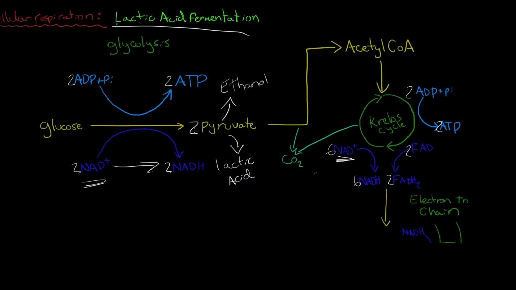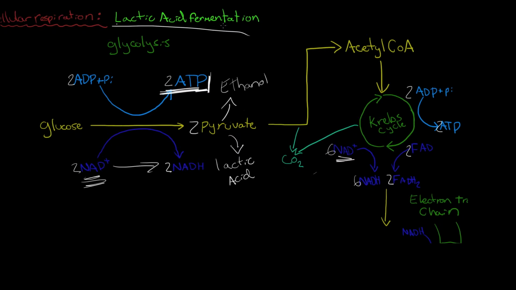So when we convert our 2 pyruvate here into lactic acid, what we're really doing is just using an alternate method to produce NAD+, so we can continue to make these 2 ATP up here. So our body can continue to function when we don't have enough oxygen. Say if we're really exerting our muscles, they can run out of oxygen. We can't pump oxygen to them fast enough, so they have to undergo lactic acid fermentation.